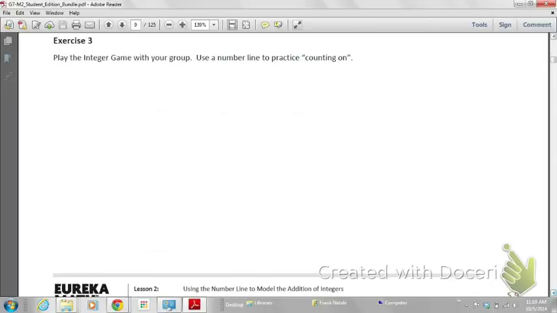Exercise 3. If we were in class right now, and if you were in class with me every day, which would be a great thing, I think, we would play the integer game right now. But I'd like you to go ahead and do that. If you want to pause, play a couple rounds of the integer game with your parent, teacher, sister, brother, whomever. Pause, play around, and come on back.